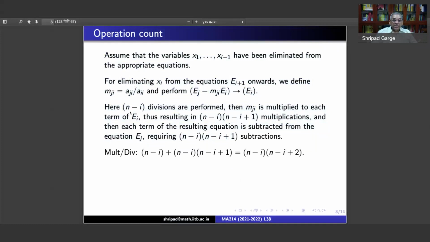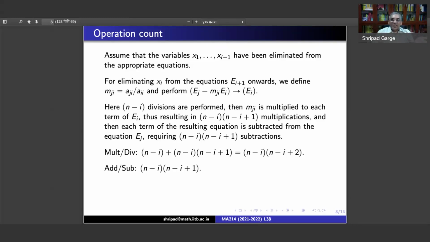You have the n minus i to begin with, and you have these n minus i plus n minus i plus 1. So the total number of multiplication or division operations is (n minus i) into (n minus i plus 2). At each step, this is the number of multiplication or division operations, and addition or subtraction is simply (n minus i) into (n minus i plus 1). Okay, so (n minus i) into (n minus i plus 2), these many multiplications or divisions, and (n minus i) into (n minus i plus 1), these many additions or subtractions.